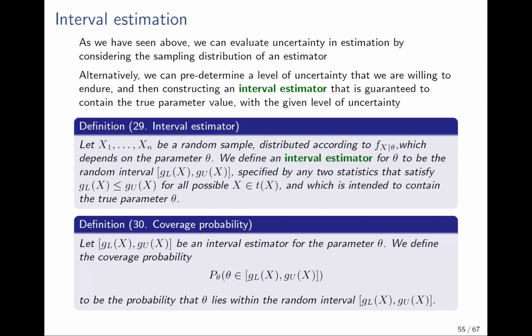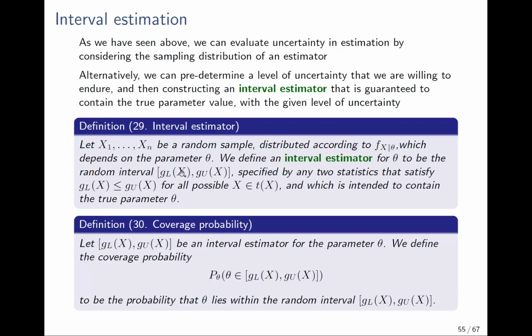So what we've discussed so far is that we can evaluate uncertainty in estimation by considering the sampling distribution of an estimator, and we then use that sampling distribution in forming test statistics. Alternatively, we can invert things and say we want to predetermine a level of uncertainty we're willing to accept and construct an interval estimator that's guaranteed to contain the true parameter value with a given level of uncertainty. And that's the principle underpinning interval estimation.